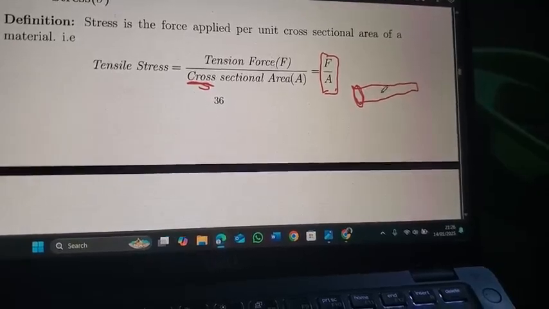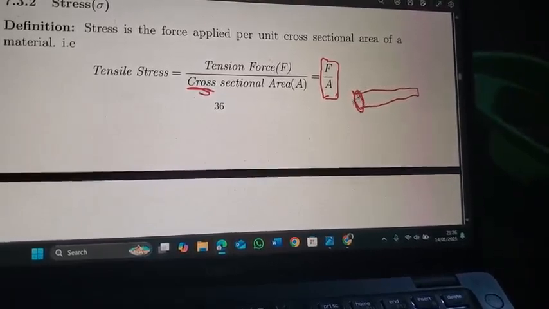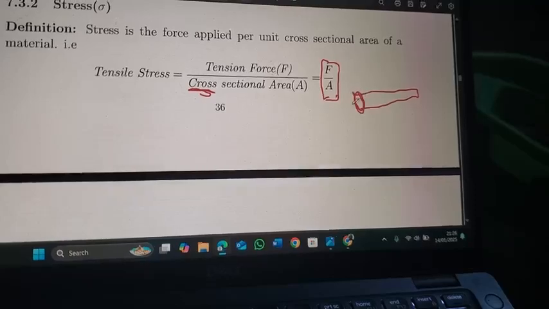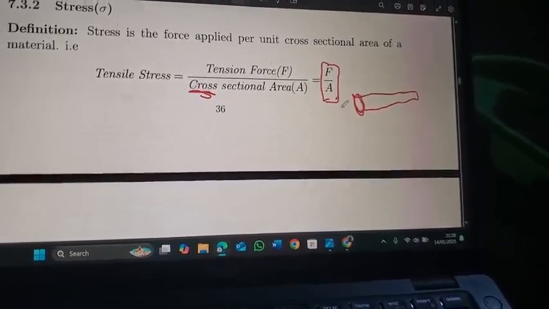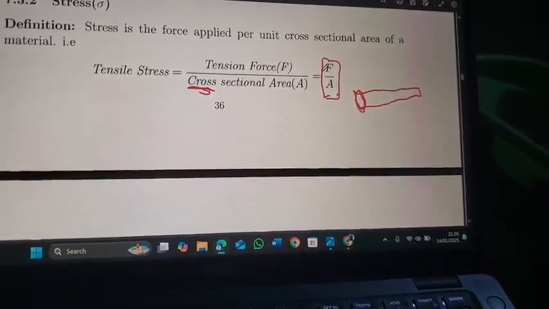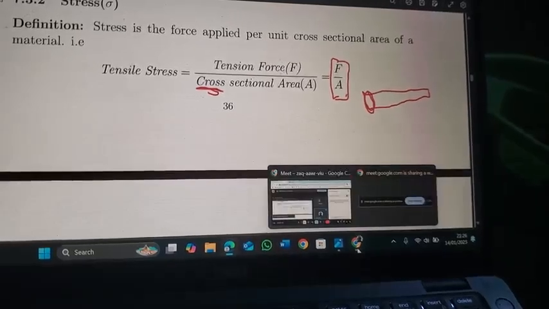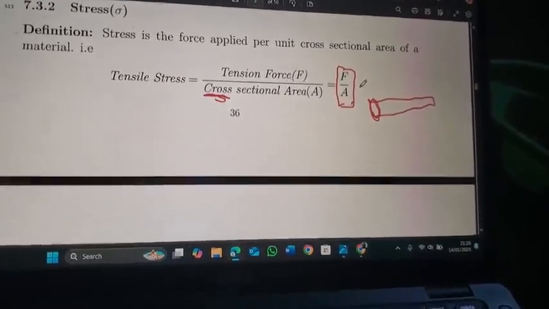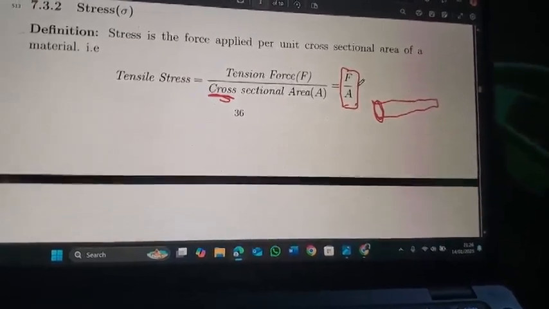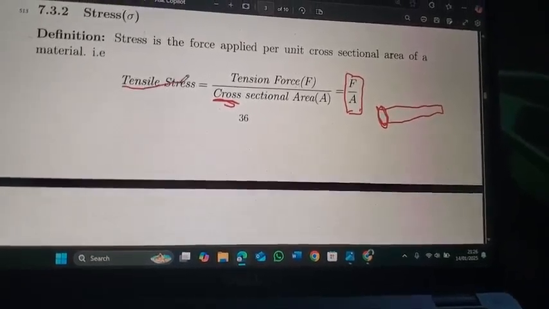If you are to cut this material, then the area which you will see is what we refer to as the cross-sectional area. So a stress is the ratio of the force which is applied to a material to the cross-sectional area of that material. By now I know you have some physics, what quantity in physics is related to this tensile stress?